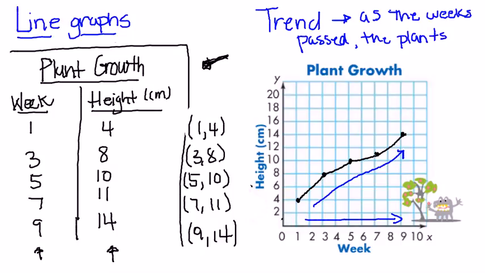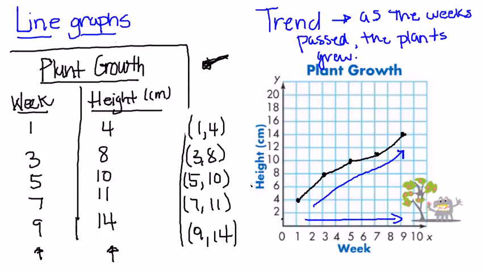Sometimes the trends will go down. Sometimes the trends will be flat. Sometimes it'll just go up and down, so there's no real trend. And then that's what you would say, that it's just going up and down as time went on. So let me finish my trend for this graph. As the weeks passed, the plants grew. Okay, grew. That's the trend. That's basically all it is.